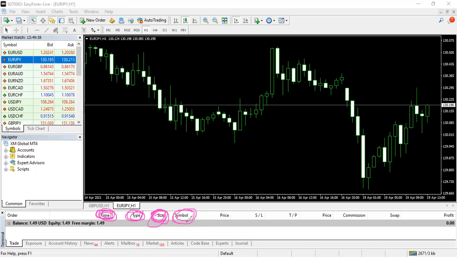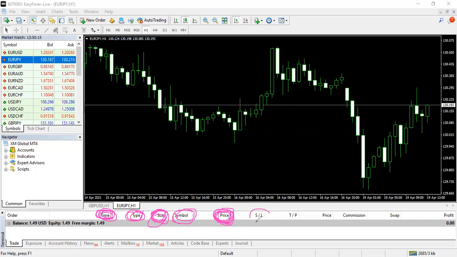Is that okay? Now, aside from that, you're going to see price. The price here is the price at which you entered into the market. So you will see that price below.